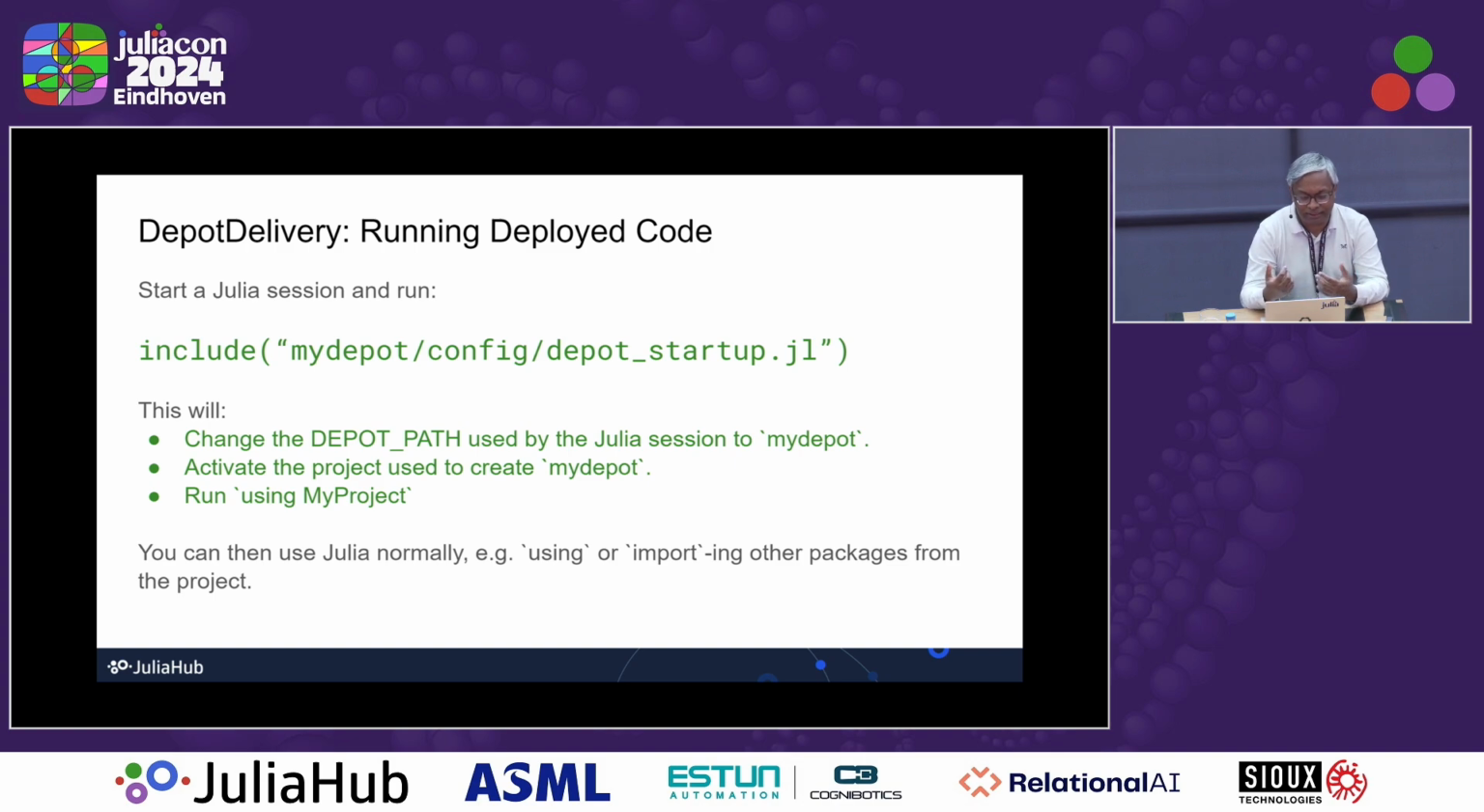Once the depot is created, once that bundle is created, you essentially move that bundle to your secure code environment. And in your Julia session, you just include this depot startup file, and that will set everything up for you. After this, you can code on the REPL normally, you can run your own script, and all of that you can do exactly how you would do once you have done this depot startup, right?